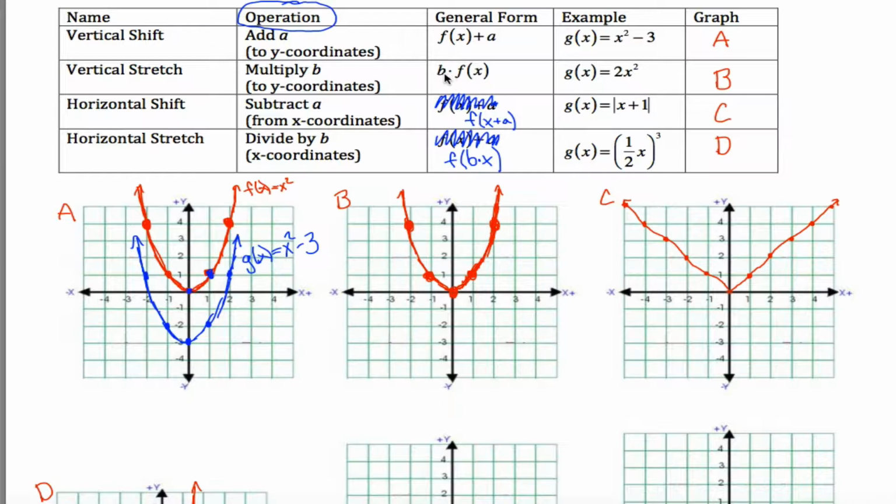And what you do when you're multiplying here, maybe not surprisingly, is I'm going to multiply all of the old y coordinates by whatever b is. So b in this case is the number 2, positive 2. So what I'm going to do is take all the old y coordinates. This y coordinate was 0. 0 times 2 is still 0. So this point's going to stay right here.